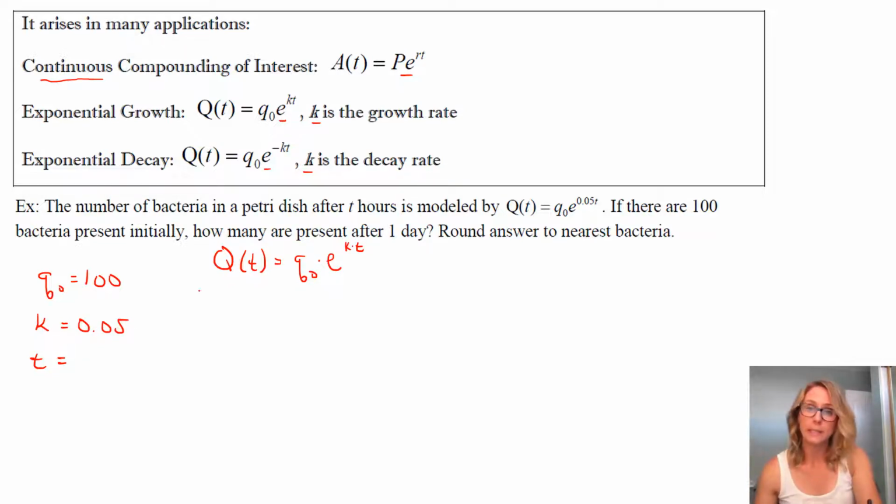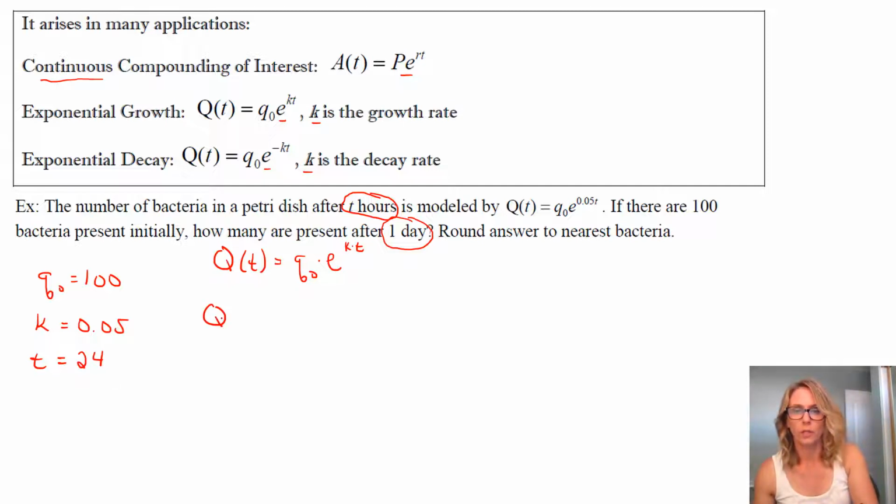The biggest thing here would be t. Do notice that it says t hours. That is what the model is giving us, and we want to know after 1 day. So we want to be a little bit careful there, because if we put t being 1, even though our formula is in hours, that's going to give us an incorrect answer. So if we were to put t equals 1 and do the rest of this work, it's only going to tell us after 1 hour, and we want after 24 hours.